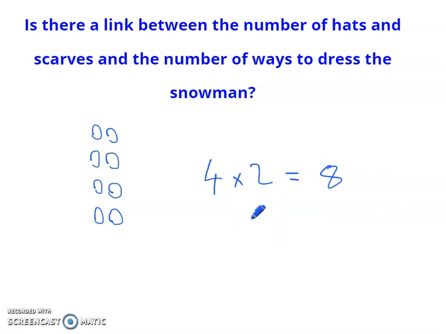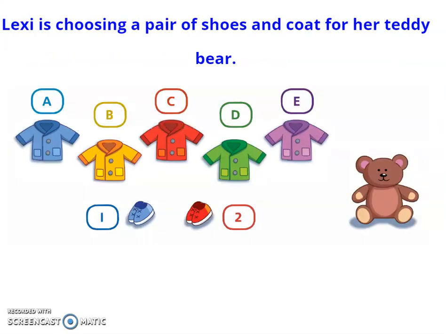Now let's see whether this works the same on our next question. Now for this question we're asked, Lexi is choosing a pair of shoes and a coat for her teddy bear. And we can see that we've got A, B, C, D and E for coats and 1 and 2 for shoes. So we can list this again. So I can be saying that I have A1 and A2, B1, B2 and so on.